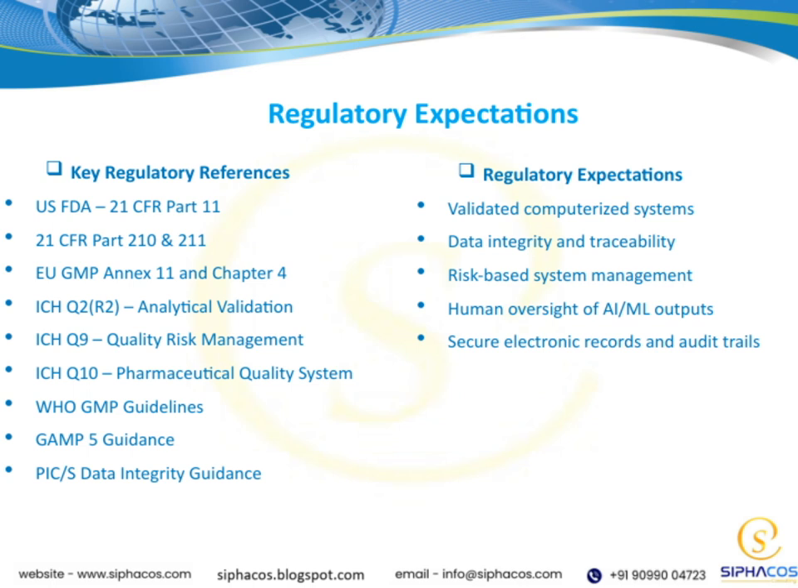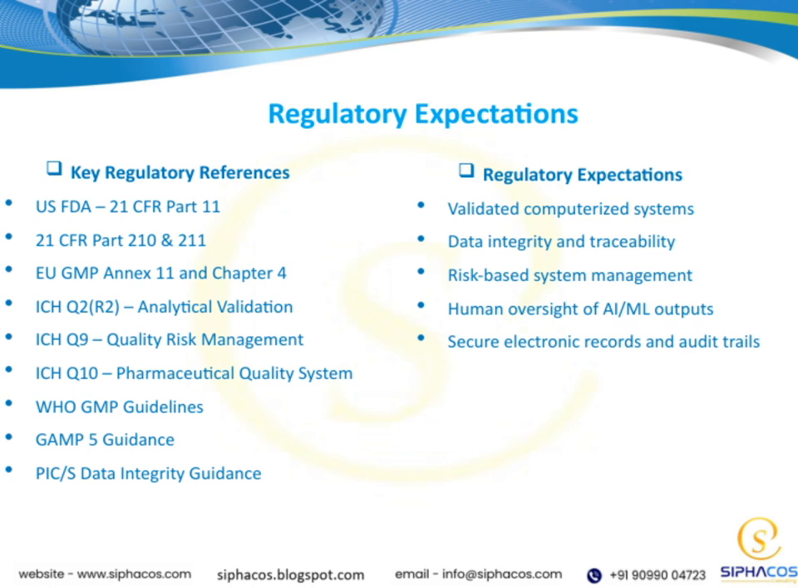Risk-based system management is another key point. It means we focus our efforts on the areas that pose the greatest risk to quality and compliance, making our processes more efficient. Human oversight of AI and machine learning outputs is vital too. While these technologies are powerful, human judgment remains essential to interpret results and make informed decisions. Secure electronic records and audit trails are non-negotiable. They provide a transparent record of all actions and changes, supporting compliance and accountability.